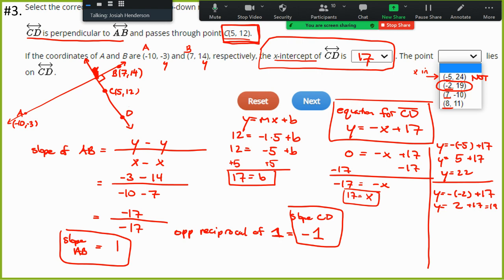There is a problem like this on the test. It's not the same question, though. I think it's a different numbers.